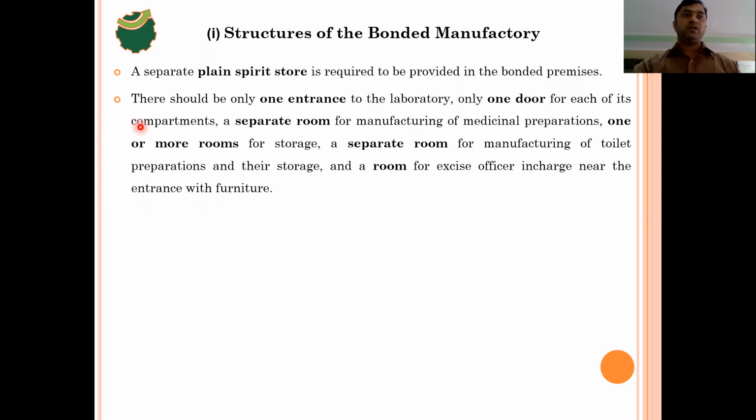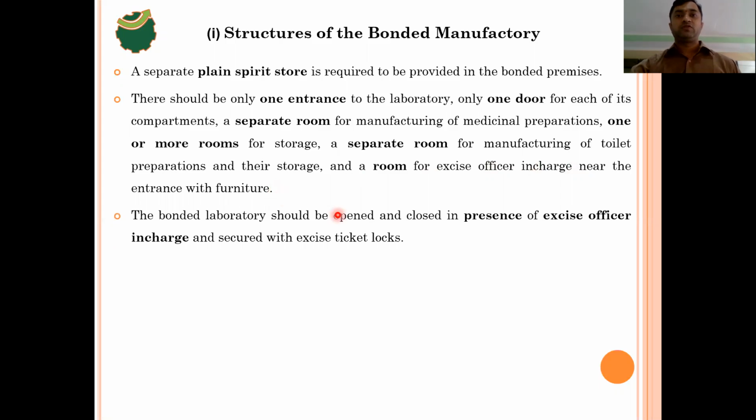Next, there should be only one entrance to the laboratory, one door for each of its compartments, and a separate room for manufacturing of medicinal and toilet preparations. One or two rooms are required for storage, and a separate room for manufacturing of toilet preparations and its storage, and a room for the excise officer in charge at the entrance with the furniture. The bonded laboratory should be opened and closed in the presence of the excise officer in charge and secured with excise ticket locks.